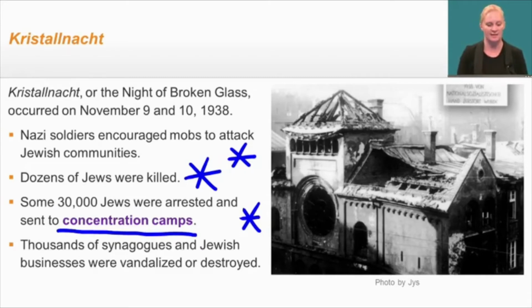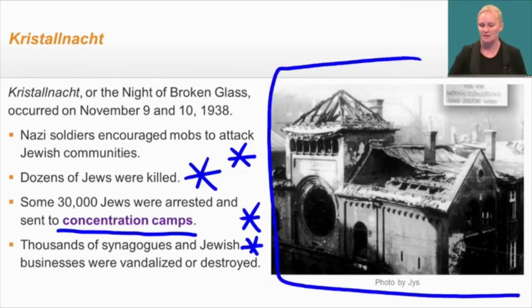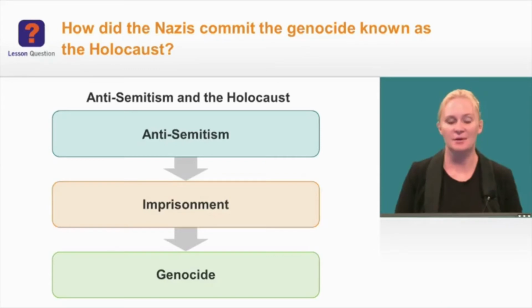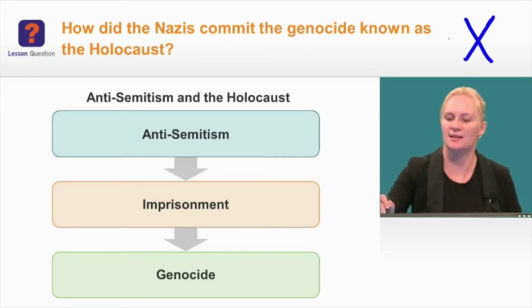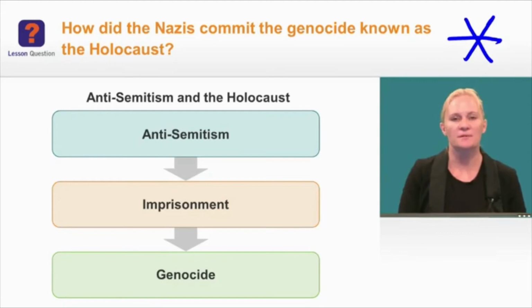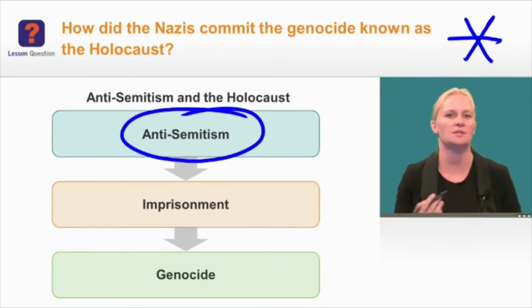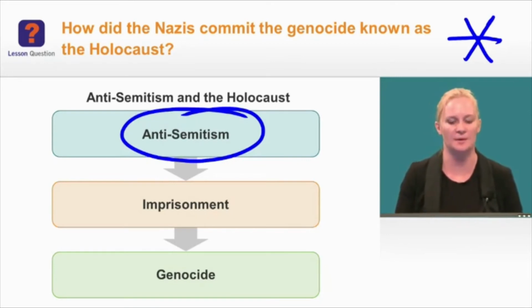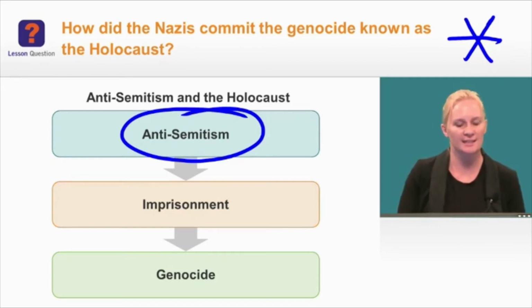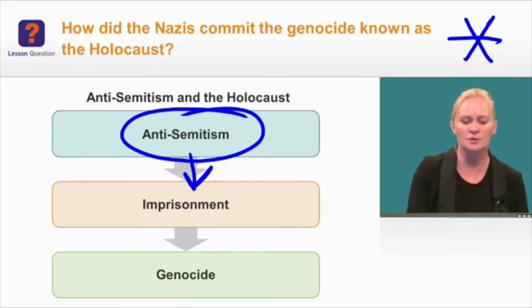Thousands of synagogues and Jewish businesses were either vandalized or destroyed. You can see in this picture right here, this was a Jewish building, and you can see how the roof is blown out and the windows have been broken. Our lesson question is, how did the Nazis commit the genocide known as the Holocaust? We've started to define anti-Semitism and explain how some of those feelings were able to spread to the German people. I mentioned earlier concentration camps. Let's get a little more into that and take a look at Jewish imprisonment.